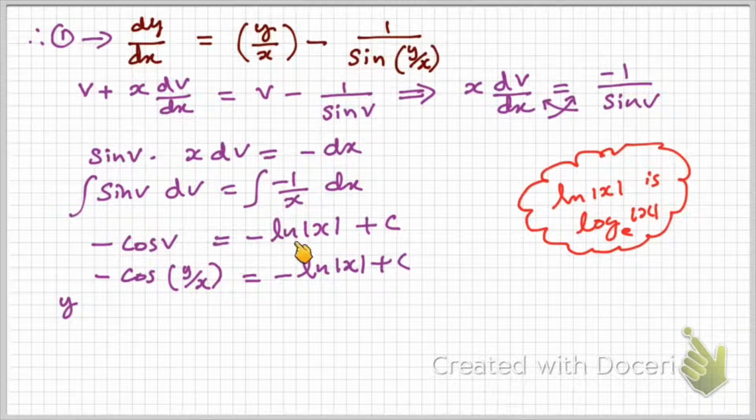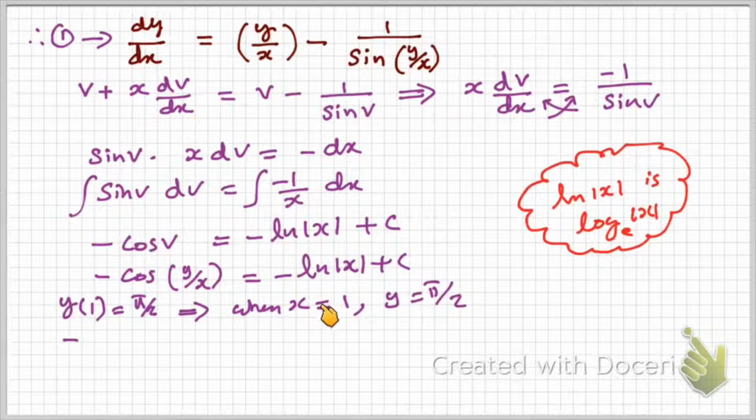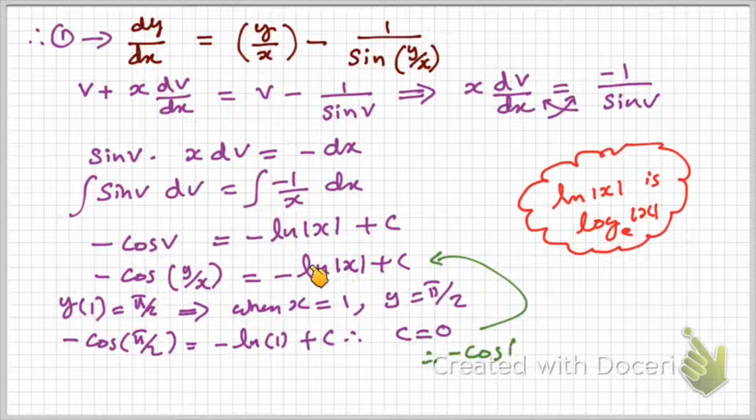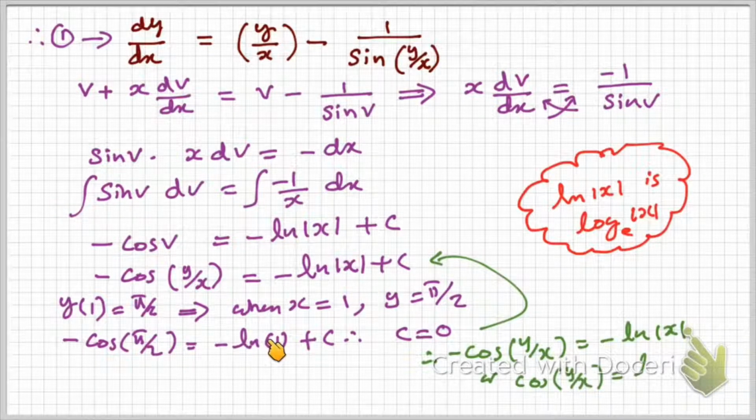So that's my general solution, but I had a condition given to me that y of 1 is equal to pi by 4, which implies when x is 1, y is pi by 2. So I substitute these values into my previous equation, the general solution. Minus cos pi by 2 is equal to minus log 1 plus c. Log 1 is 0, cos pi by 2 is 0, so c works out to be 0.